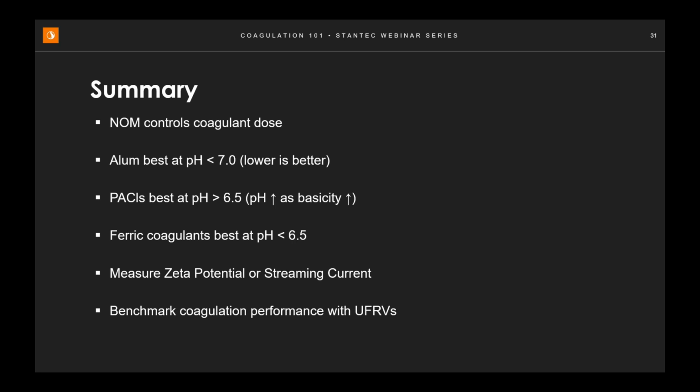We really think that measuring zeta potential or streaming current is the best way to control your coagulant dose. Figuring out a correlation for your plant, when my zeta potential is more neutral than -7 or -5, or whatever it is for your plant, that's knowing that allows you to keep your coagulant dose adjusted to a quantitative number under changing water quality conditions. And streaming current can be used the same way. And then benchmark that performance with unit filter run volumes rather than anything else, because it's the best metric to show the overall performance of the plant.